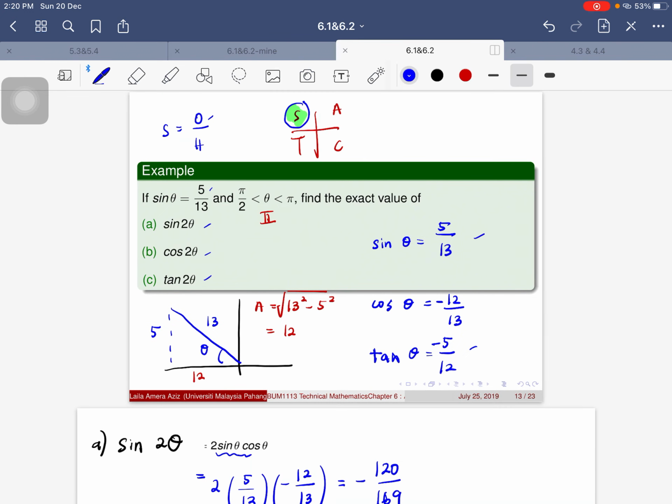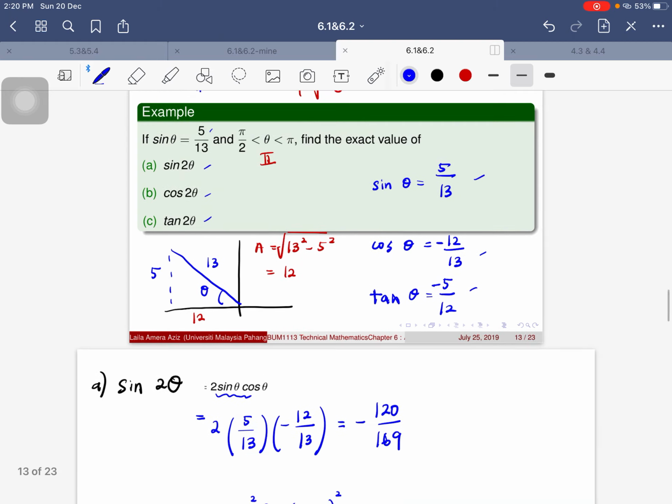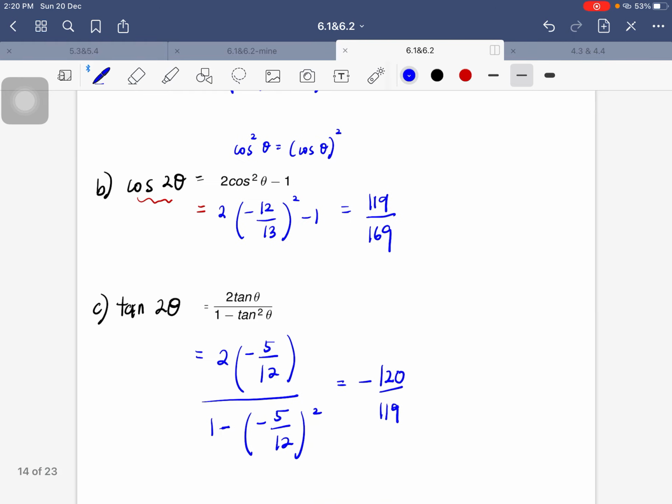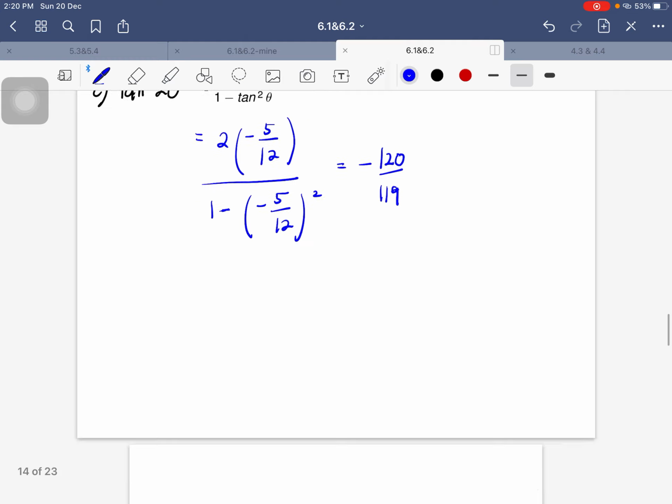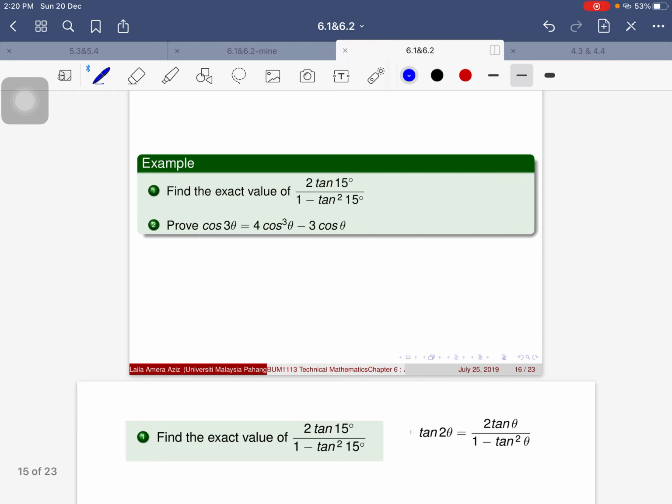I think it's not that hard for this kind of question. The tricky part is figuring out all these 3 values. Once you figure out all these 3 values, using the formula is not going to be too complicated. All you have to do is substitute, press your calculator, and get the value. That's it.